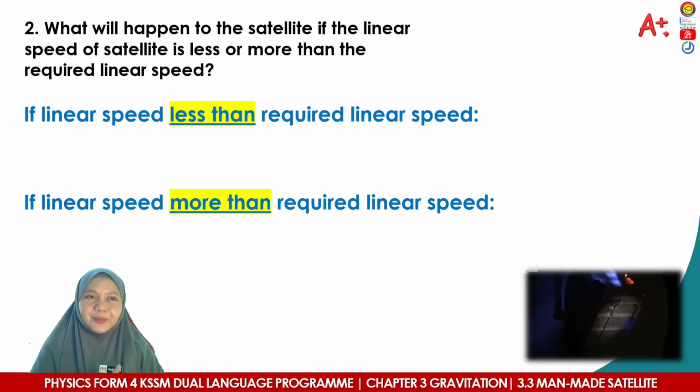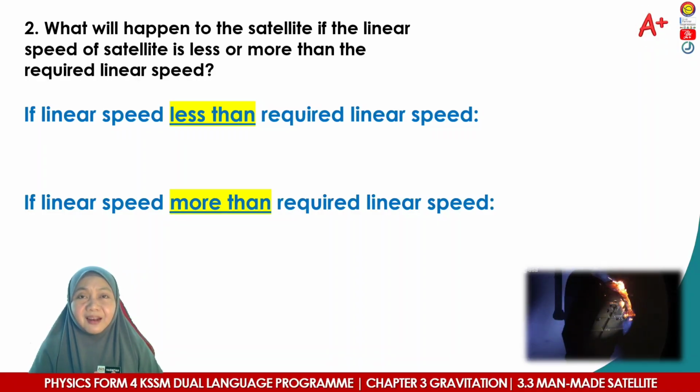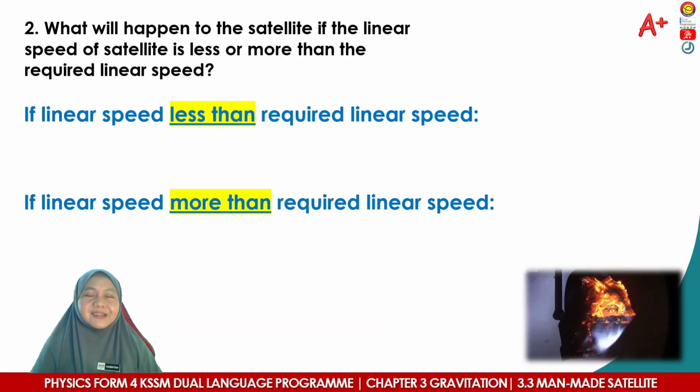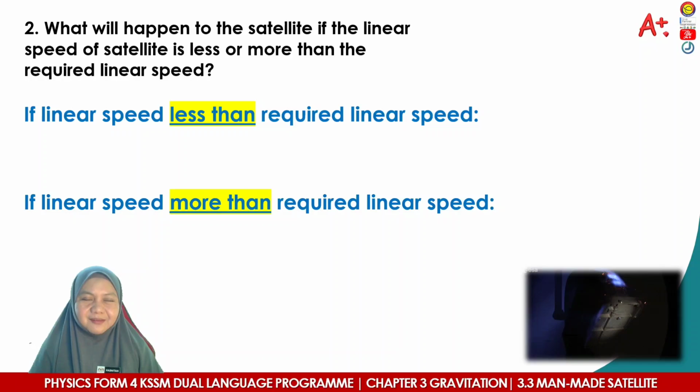Okay, so this is the next question. Can you think about this question? What will happen to the satellite if the linear speed of the satellite is less or more than the required linear speed? What happens if the linear speed is less than the required linear speed? Can you think? Very good.